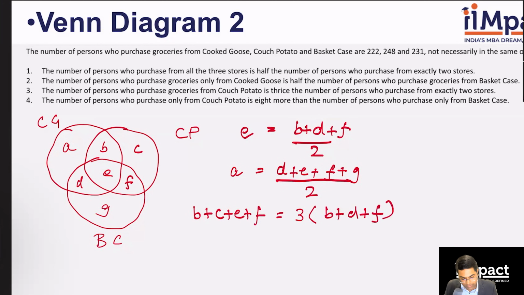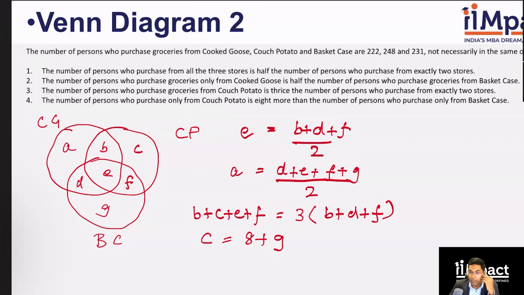Okay. I'm just making these equations and I'll start deducing after I have gone through all the clues. Just so I know where to start from. The number of persons who purchase only from couch potato, which is C, is equal to 8 more than the number of persons who purchase only from basket care, which is G. All right.